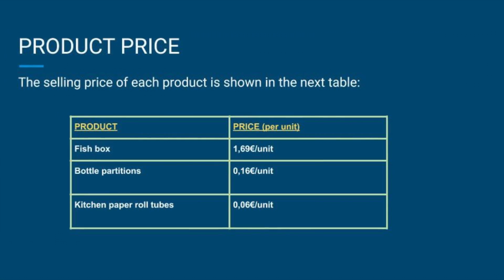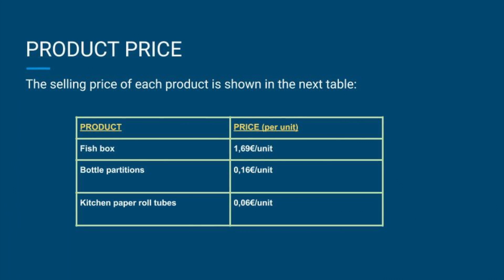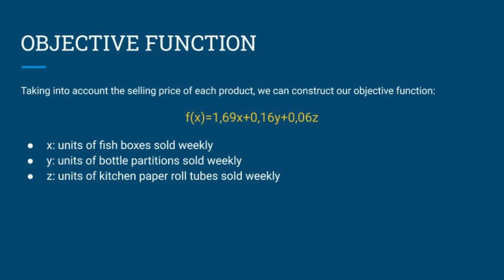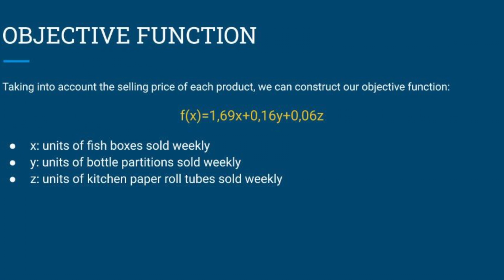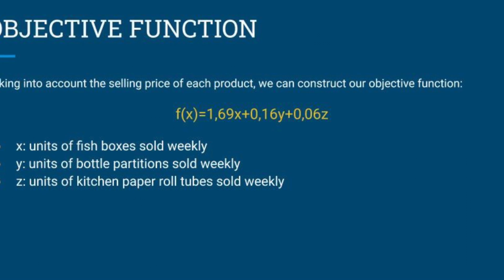So the resulting objective function would be that, with X meaning the number of fish boxes sold per week, Y meaning the number of border partitions sold per week, and Z meaning the number of kitchen paper roll tubes sold per week.